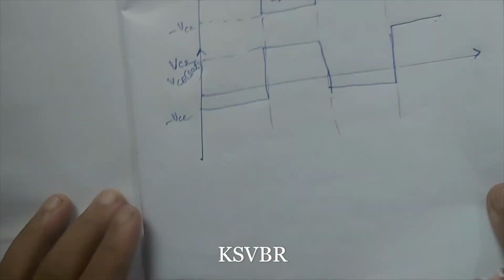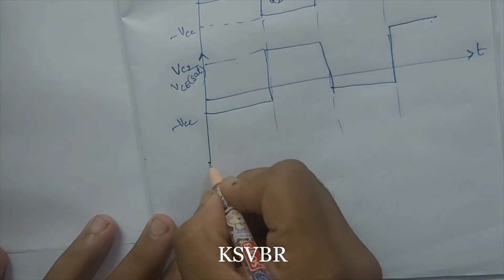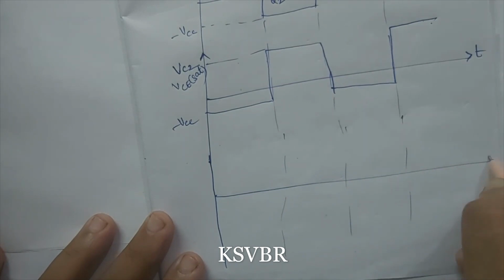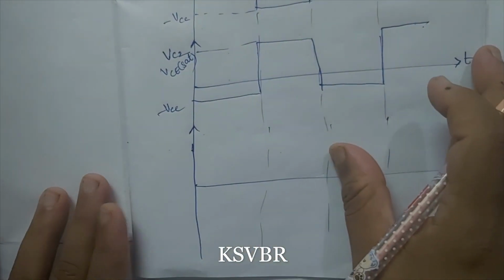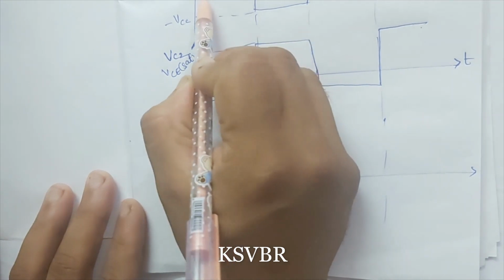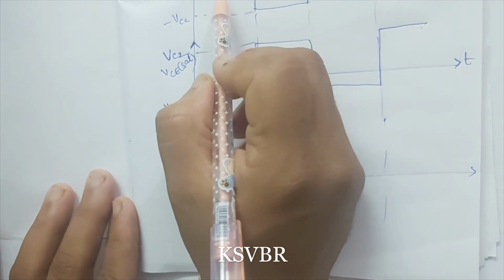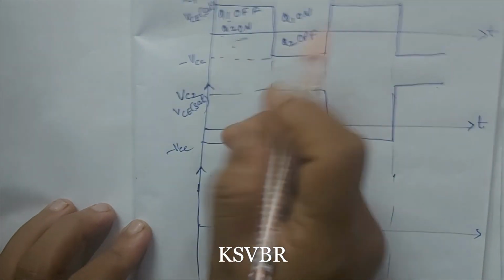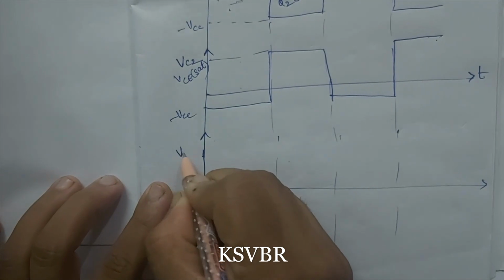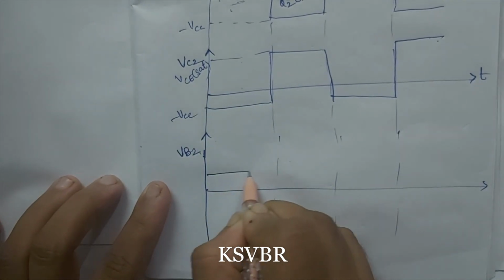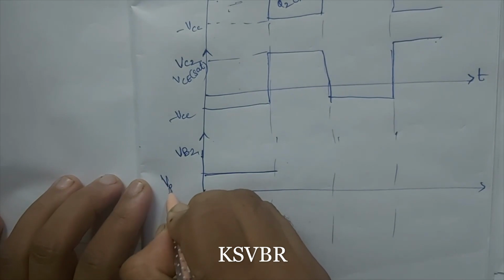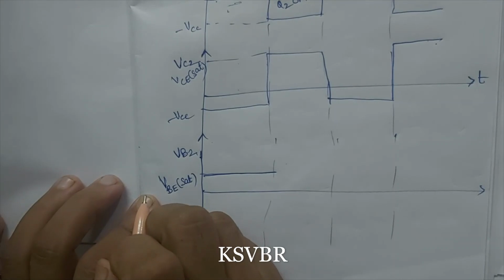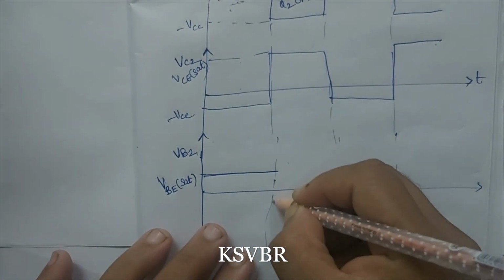Okay. Now see how the waveform will be at base 1. That is in quasi-stable state. See, during Q1 off and Q2 on, the transistor Q2 is in saturation. Okay, Q2 is in on condition. That means this is in saturation. So during this period at base 2, this will be at VBE saturation level.